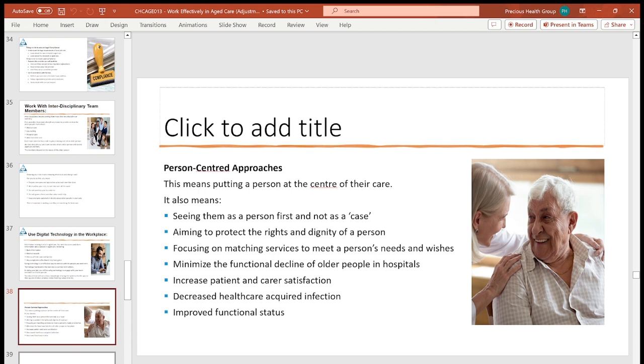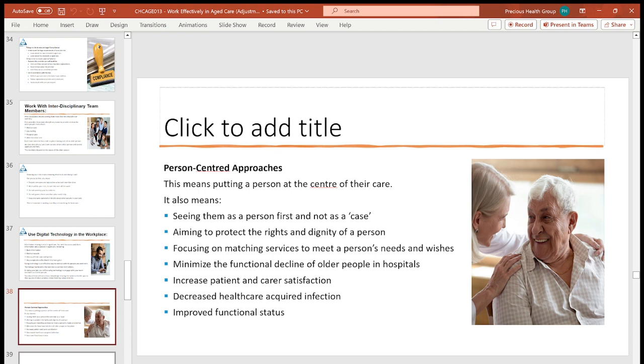We should minimize the functional decline of the older person in hospital or even in our care, and increase patient care satisfaction. This of course will make them happy, and we can get a very good result, as well as them having the best out of the services we are providing.